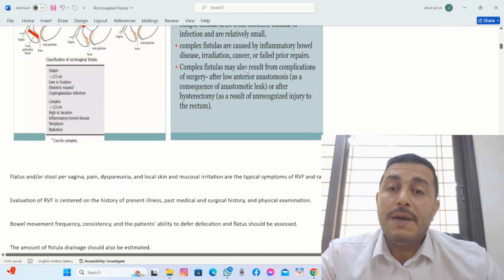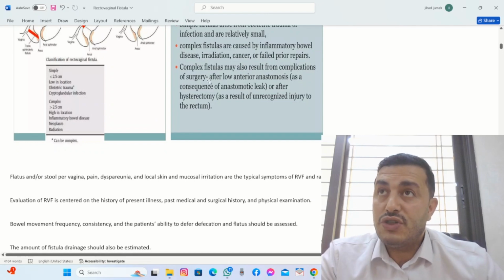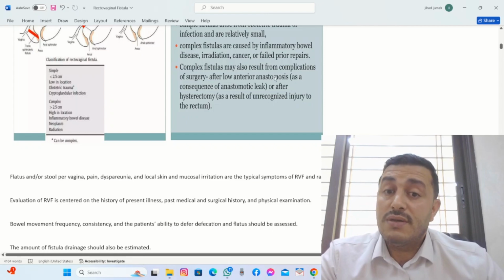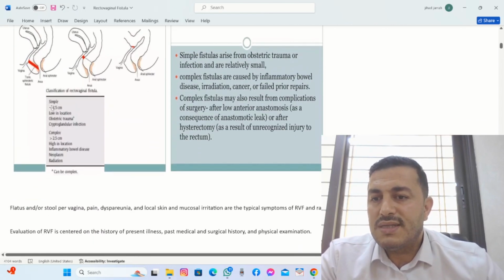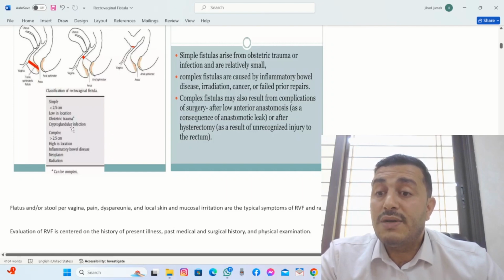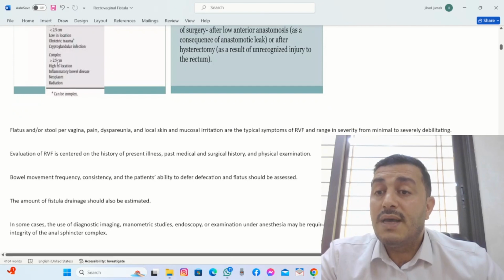What else? Complex fistula may also result from complication of surgery. We said after low anterior resection, for example, as a sequel of anastomotic leak, or after hysterectomy. Also, this is a complex surgery. After hysterectomy, maybe this is a result of unrecognized rectal injury during the index surgery. This is also a classification: simple, below 2.5 centimeters, low in location, obstetrical trauma, cryptoglandular infection, whereas complex is above 2.5 centimeters, high in location, inflammatory bowel disease, neoplasm, radiation.